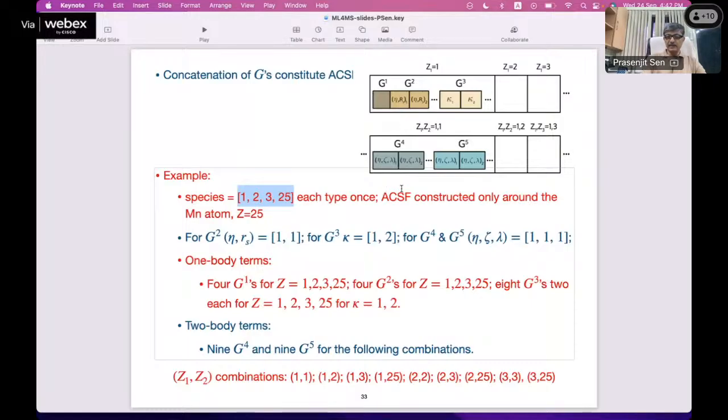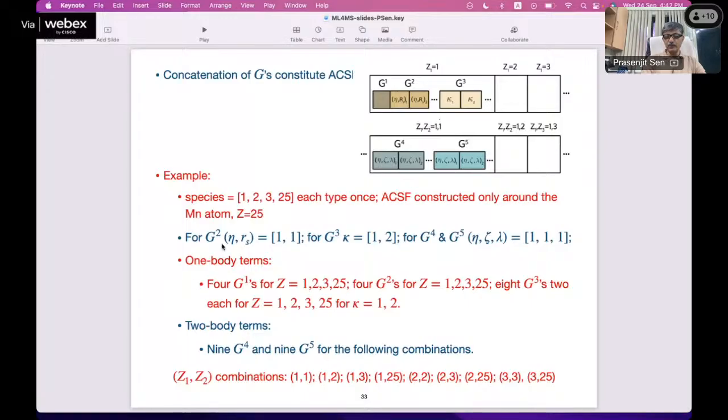So if these are the elements present, then for the three body functions, I'm calculating this ACSF around the Z equal to 25 element, which is manganese. So then I can have both neighbors as hydrogen, or hydrogen with helium, Z 1 2, then 1 3, and so on. Okay, and then you can try to do a count as to how many of these quantities you will have.